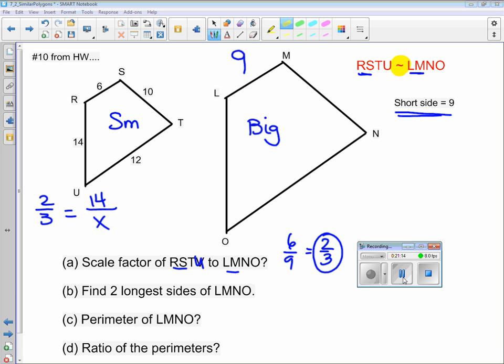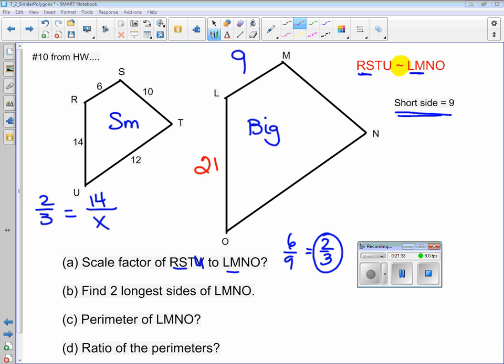Okay? So when you solve letter B here, we're finding the length of LO. I agree. It's the longest side in the bigger figure. And when I solve for x, what did I get? What's the length of LO? 21. Yeah. No one wants to get up this morning? Tuesday after a holiday? I get it. All right. So 21. Good.